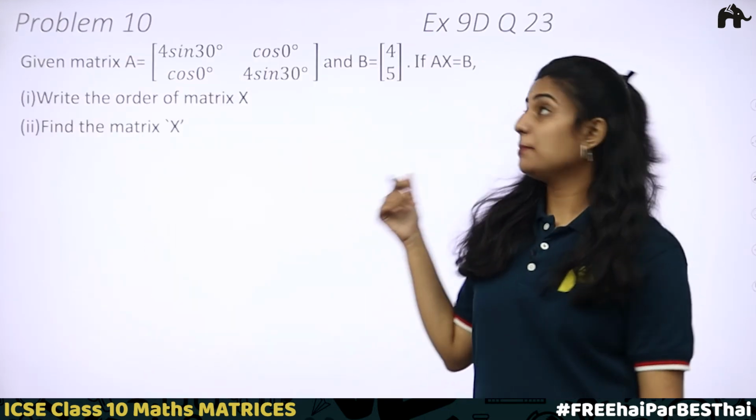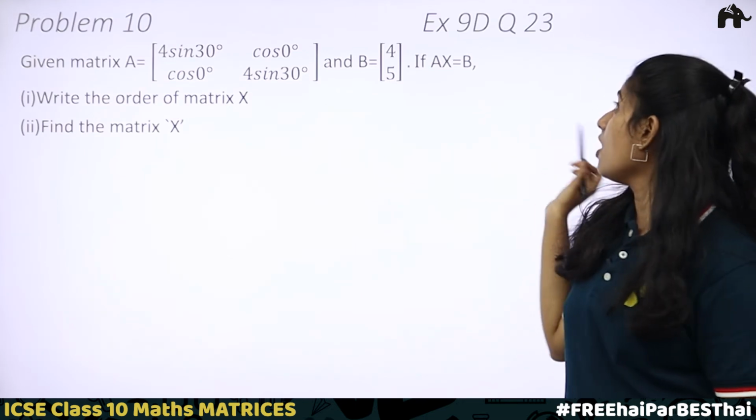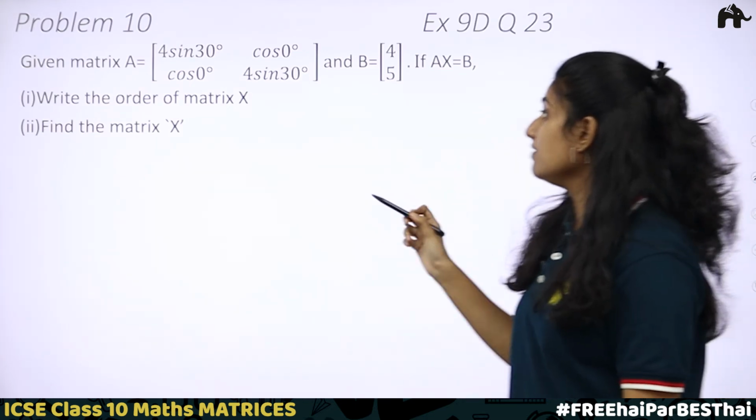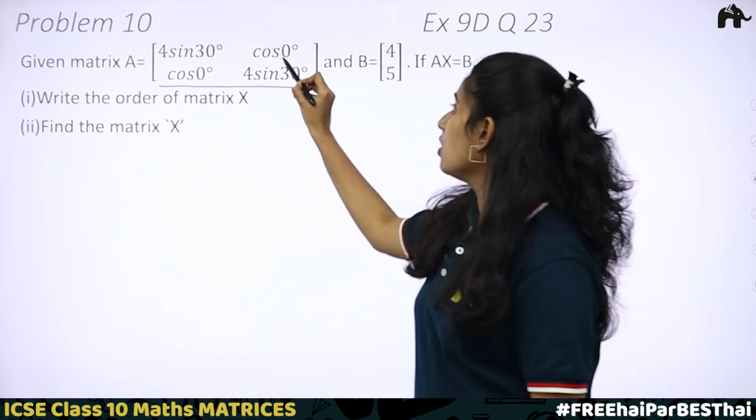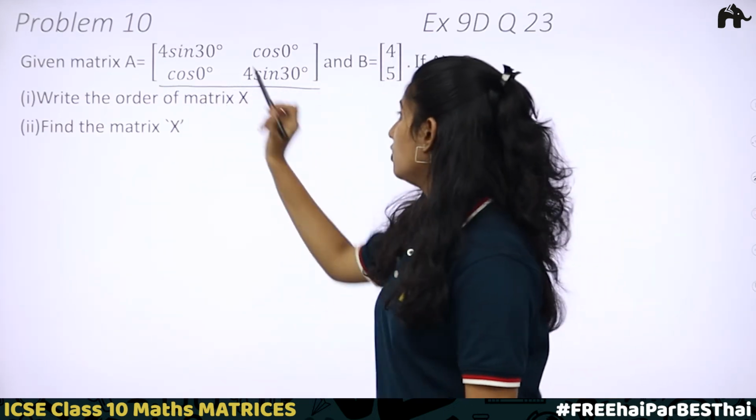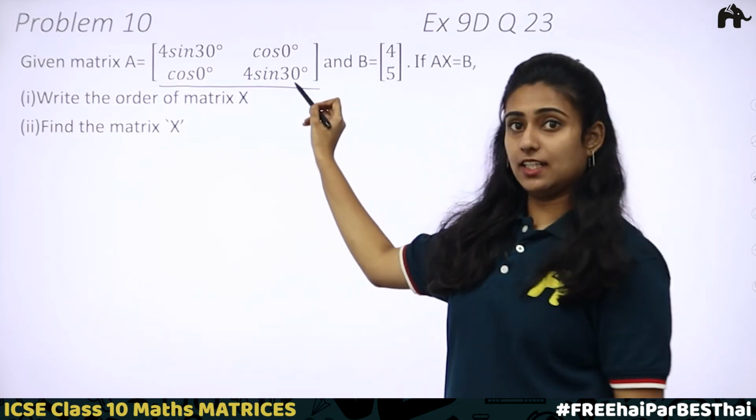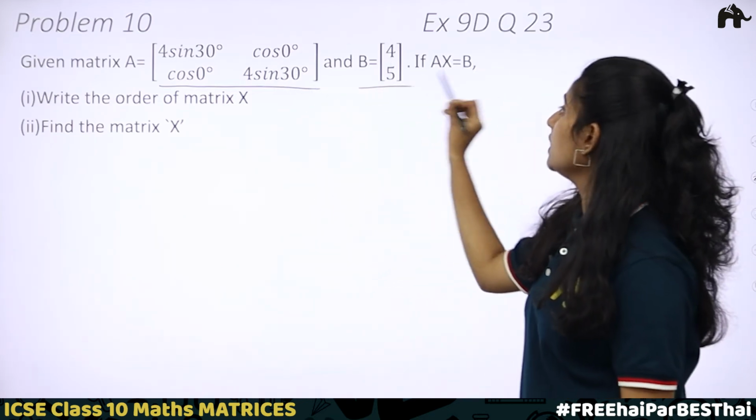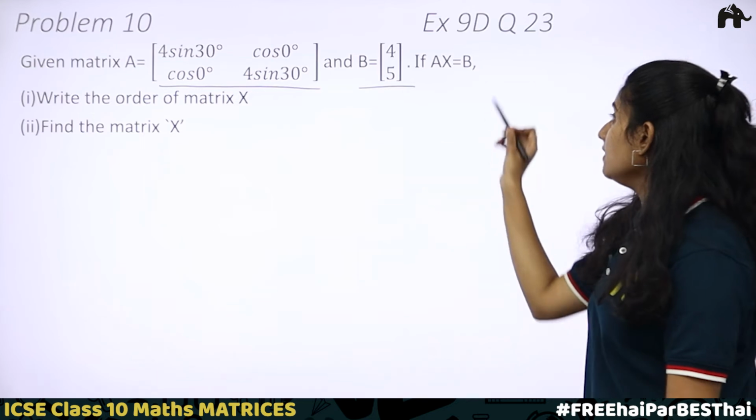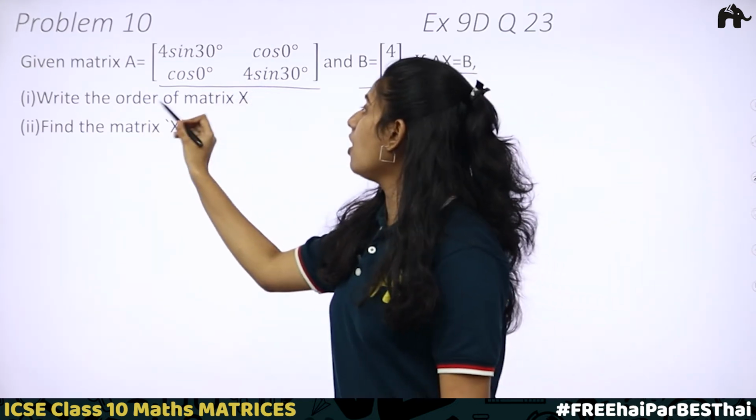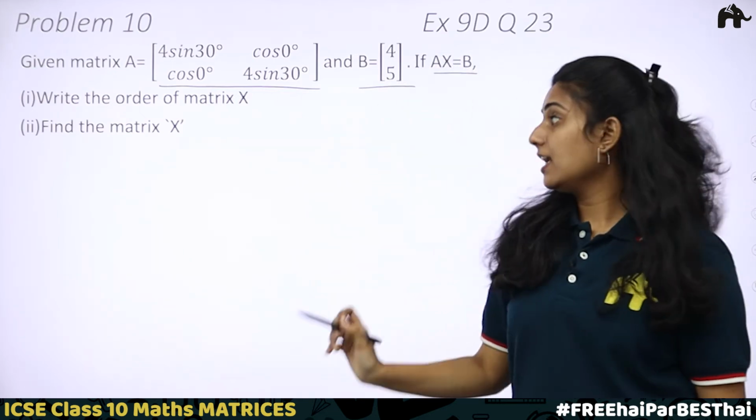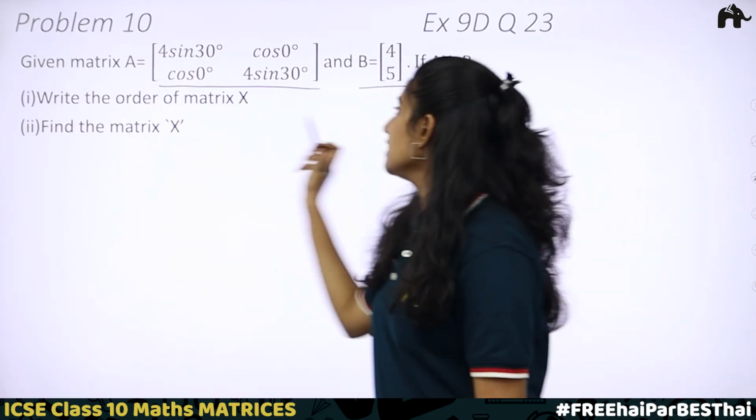Clear? Problem number 10, question 23 of exercise 9D. Given matrix A is equal to [4 sin 30 degree, cos 0 degree; cos 0 degree, 4 sin 30 degree] and B is equal to [4; 5]. If AX is equal to B, first question, write the order of matrix X. And the second one, find the matrix X.